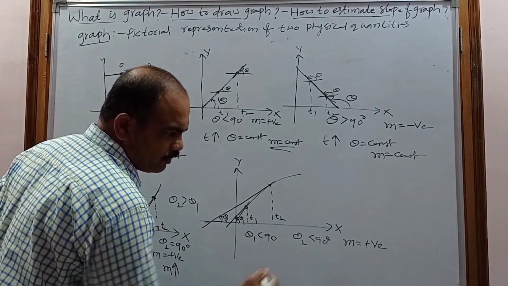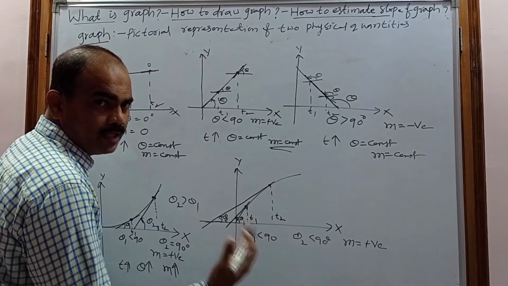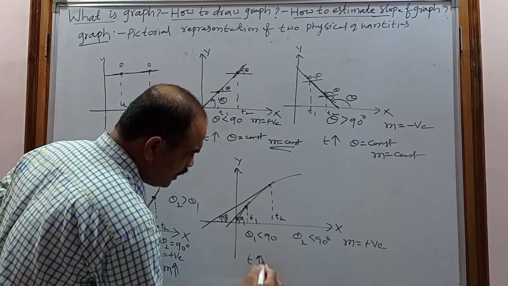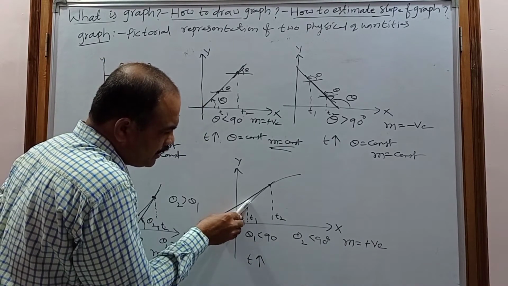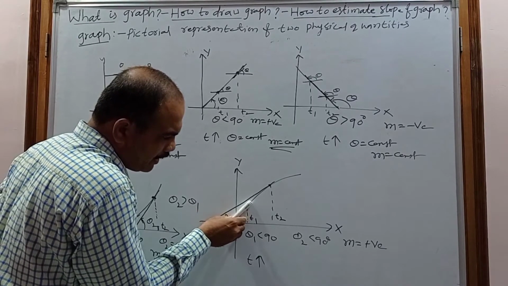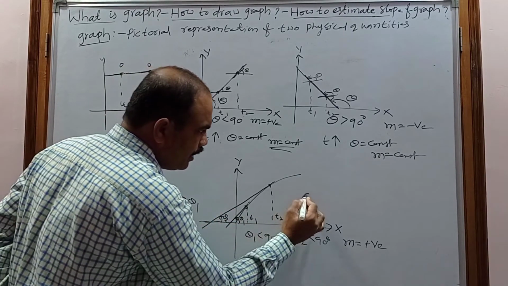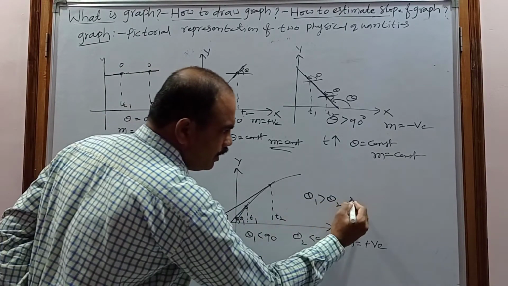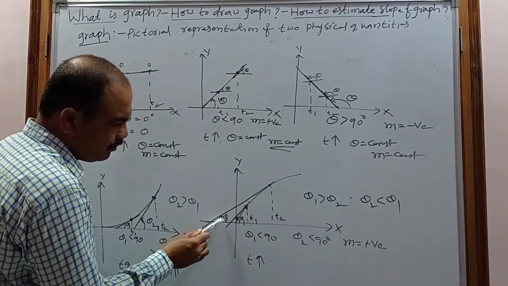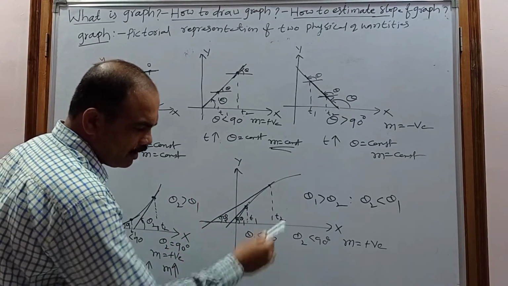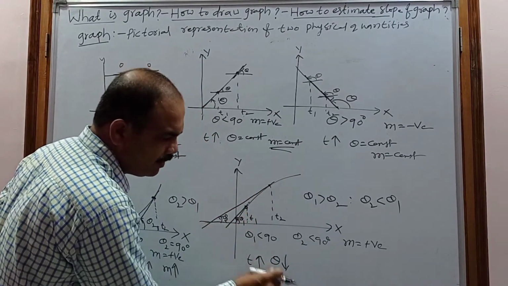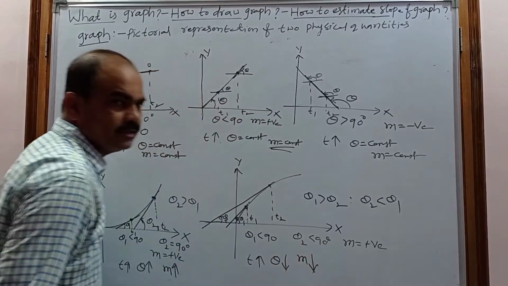But here, when the slope is positive, we have to check whether the slope is increasing or decreasing or constant with respect to time. So when the time is increasing, observe. This is the angle made by the tangent at t1, and this is the angle made by the tangent at t2. So what is happening? At t1 the angle is more, at t2 the angle is less. Here theta 1 is greater than theta 2, and theta 2 is less than theta 1. And when the time is increasing, the angle made by the tangent lines is decreasing. That's why the slope of the graph decreases.